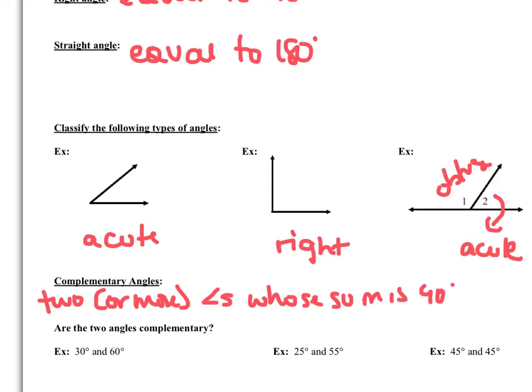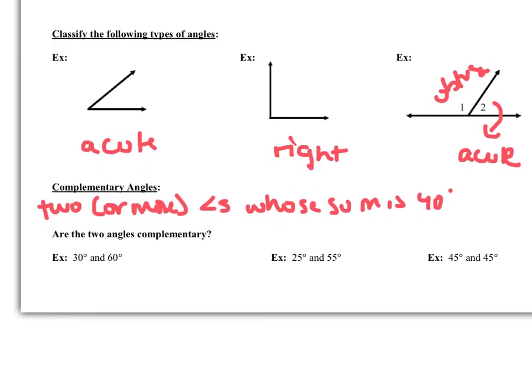So check the three examples below, see if these are complementary, and say yes or no. Pause the video, press play when you're ready. So these two examples are yes. If you add them up, they add up to 90. This example is no. If you add them up, they add up to 80.